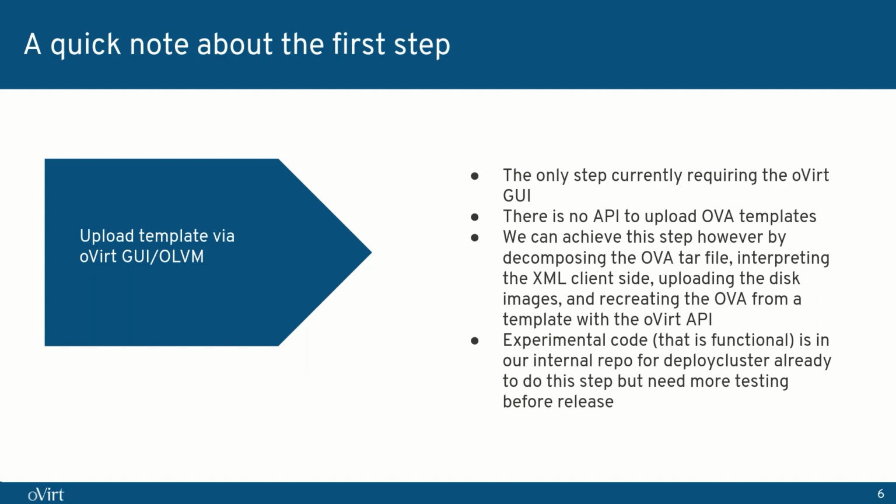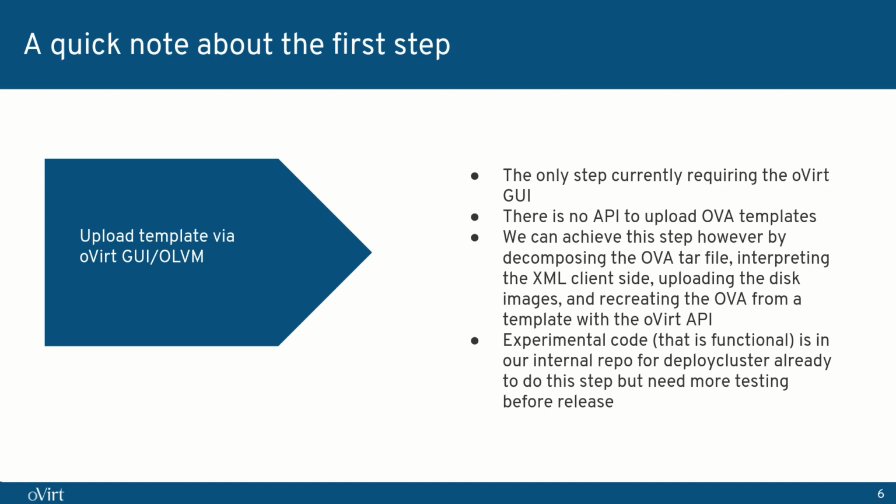All right. So a quick note about the first step. By now, I'm sure a few of you are asking why the GUI is still required for template upload. Well, currently, oVirt doesn't provide a direct OVA upload feature, as most of you know. You need to push the image up. So you can do it from the GUI, or alternatively via API. You have to push the image up to one of the KVM nodes, and then you need to use the import API to import from a specific directory.